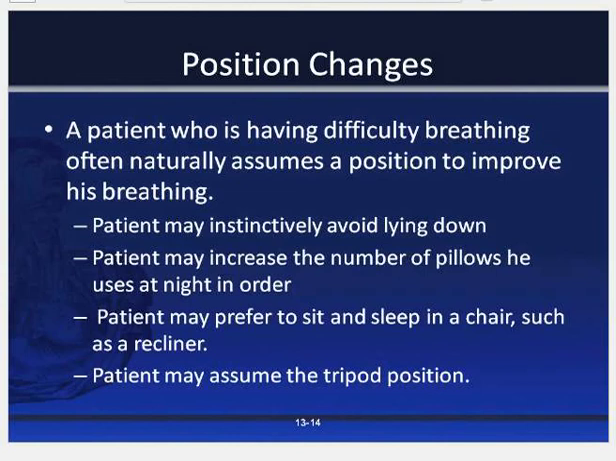A patient who is having difficulty breathing often naturally assumes a position to improve breathing. For example, the patient may instinctively avoid lying down if they feel they're suffocating or it's harder to breathe when they do so. If the increase in difficulty of breathing occurs slowly over a period of days or weeks, the patient may increase the number of pillows they use at night in order to breathe more easily. As breathing becomes more difficult, a patient may prefer to sit and sleep in a chair such as a recliner.